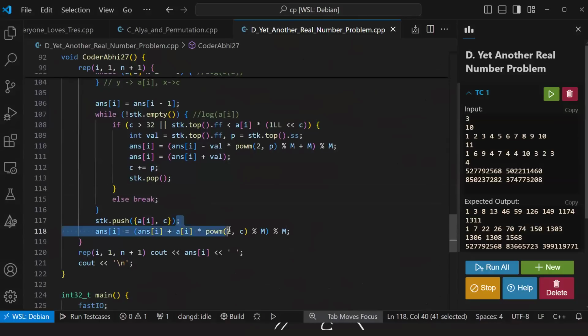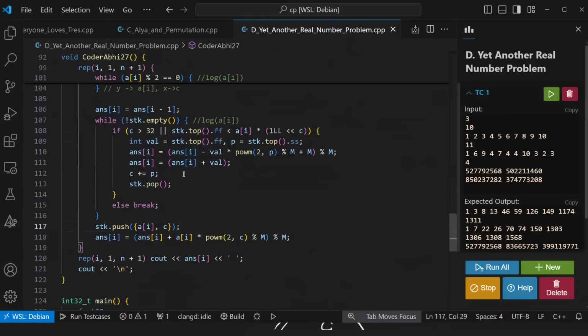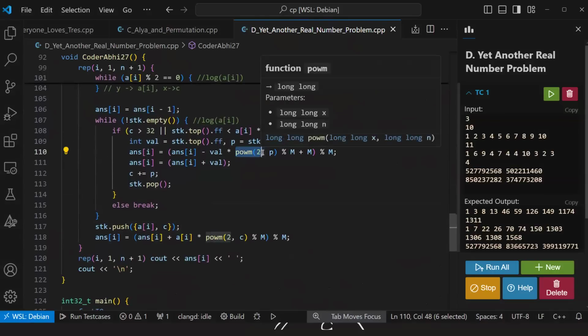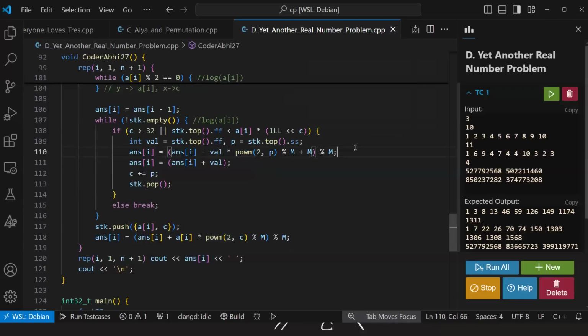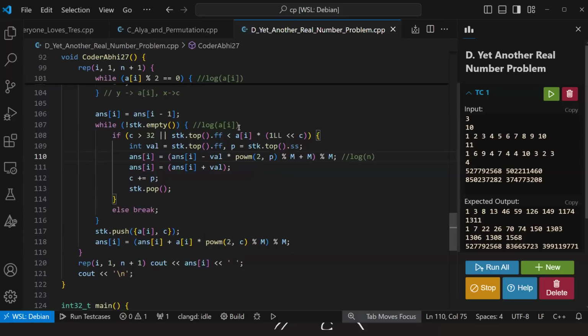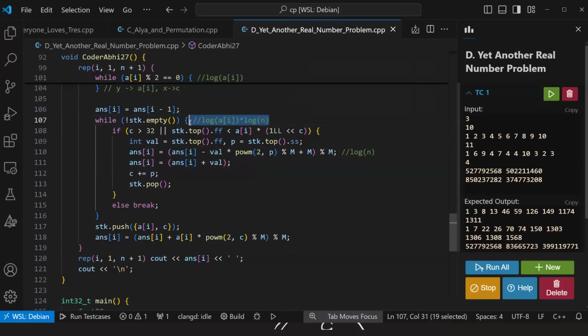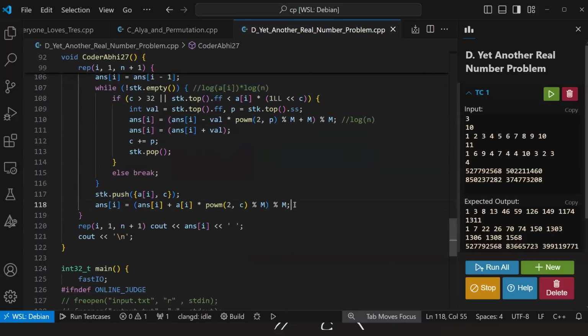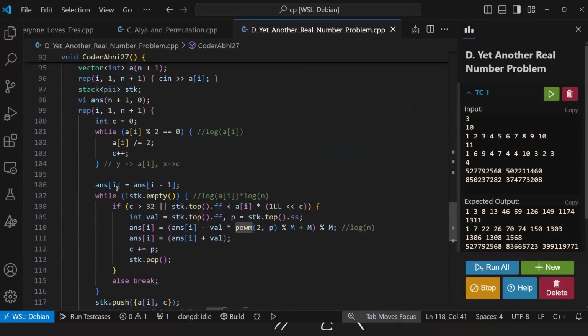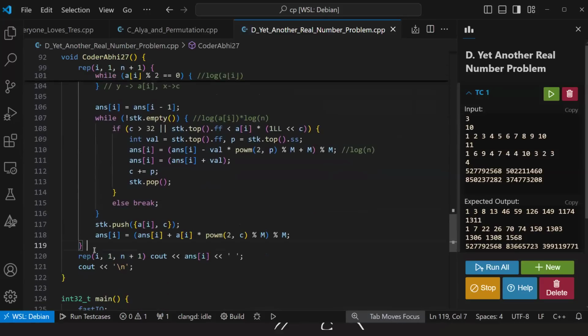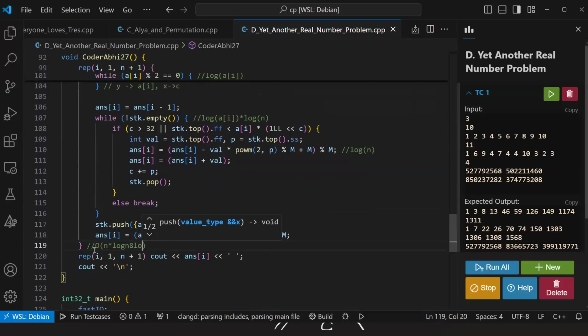This stack and all is order of 1, and inside that, here I'm using a power function. So this would take a log n time to do the binary exponentiation. So overall, I should write it log of AI into log of n. This is log of n for the binary exponentiation. Overall, this is done n times. So this becomes order of n into log n into log of AI.